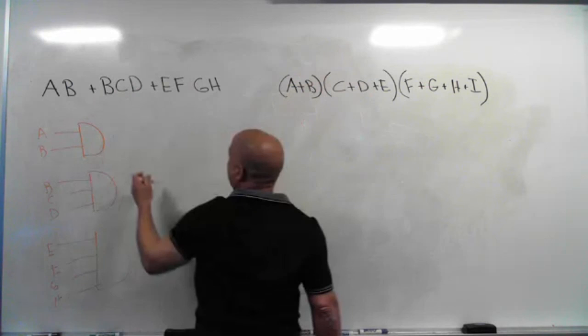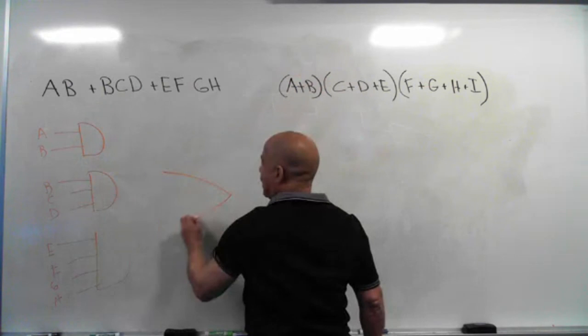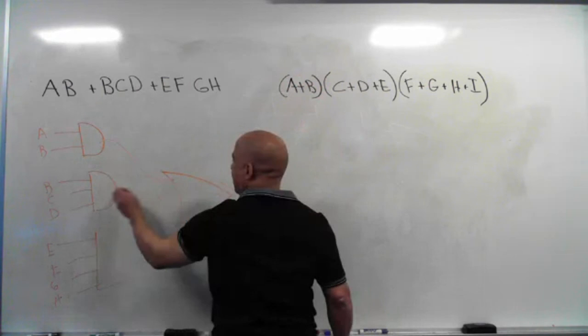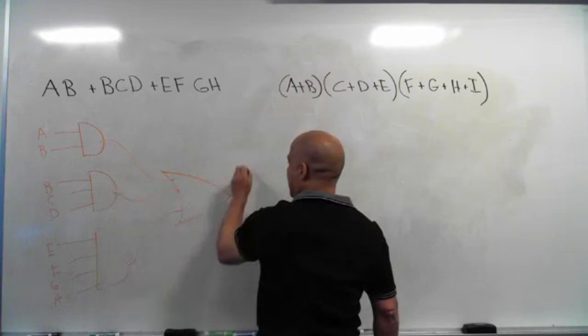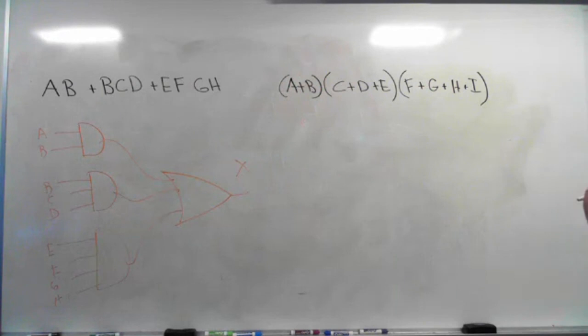And then I'm going to take and OR these together. So the crosses now are ORs. And so I've got to OR the output of each of these together and set that equal to some variable X or Y or Z. And this is the other one.